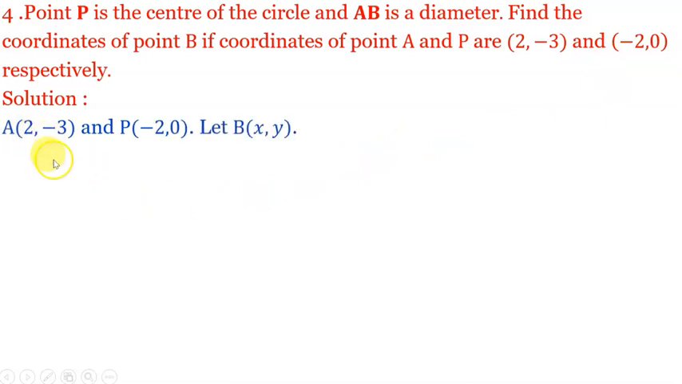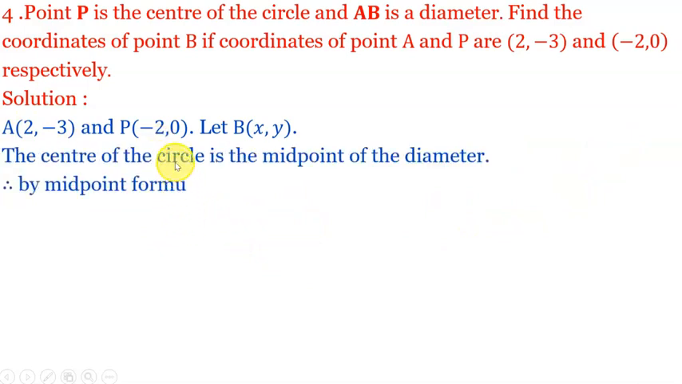A is given to us and P is given. P means what? The midpoint. Let B be the end point of that diameter. A and B are the end points of the diameter. P is the midpoint. Okay. The center of the circle is the midpoint of the diameter.